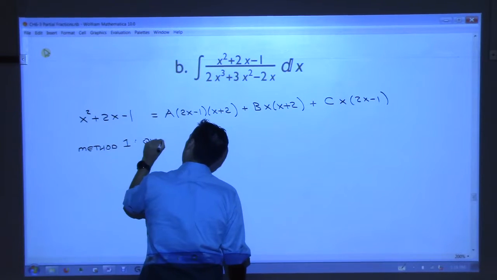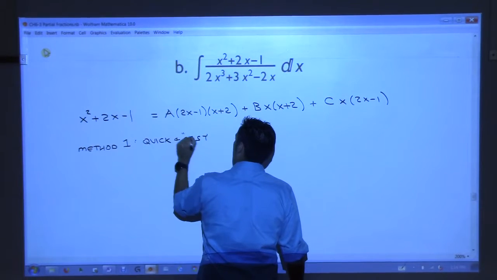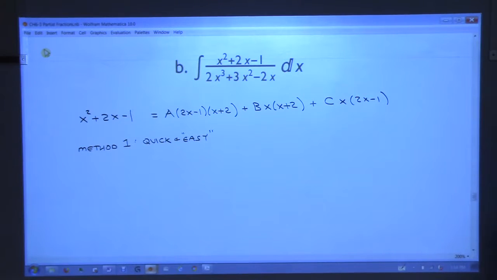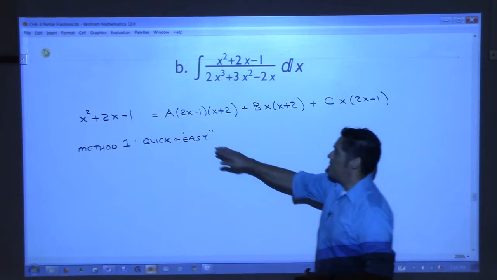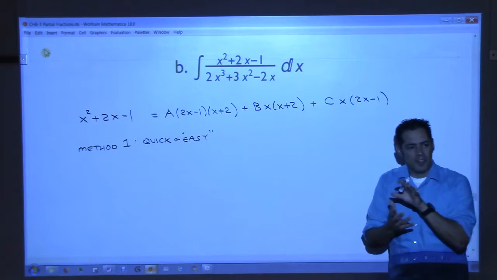Quick and easy. Easy, that's relative, right? Okay. All right, quick and easy. So here's the idea. I want to know what A is, right? I also want to know what B and C are, but let's just focus on A for a second.